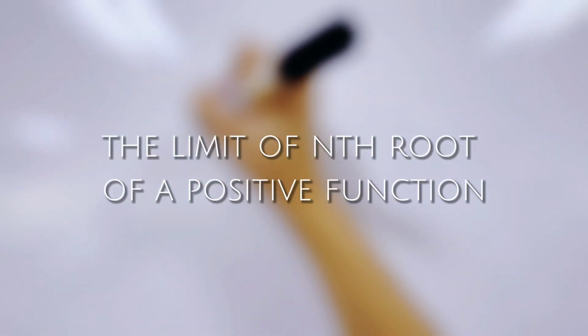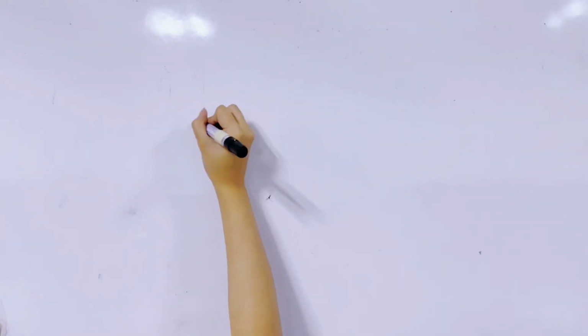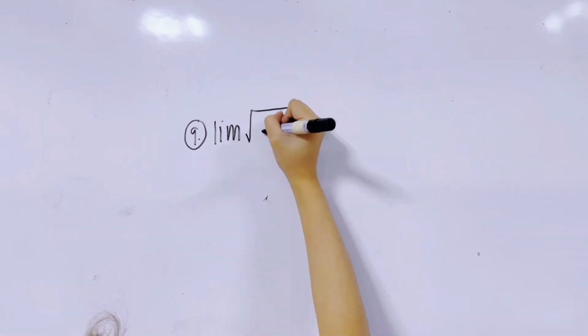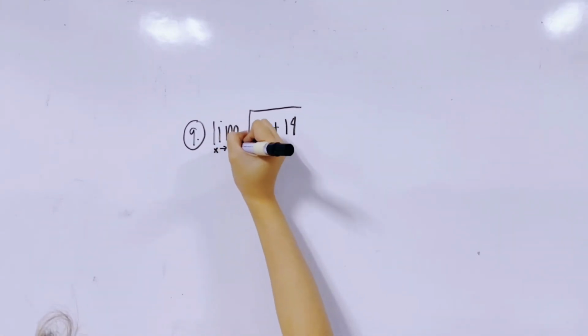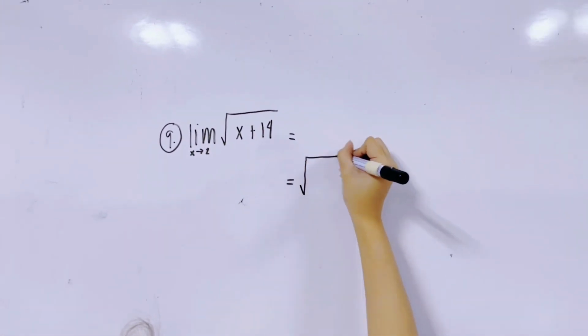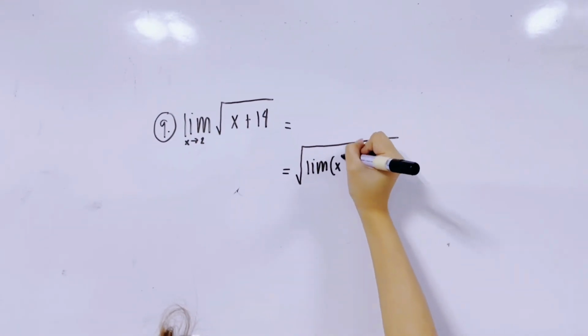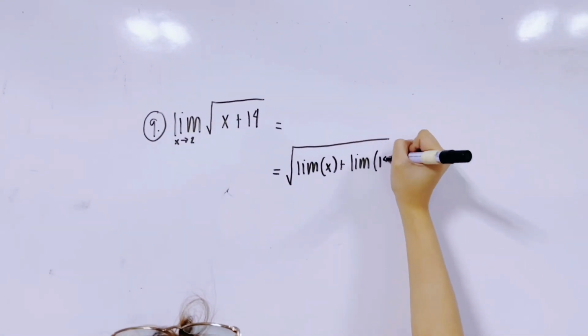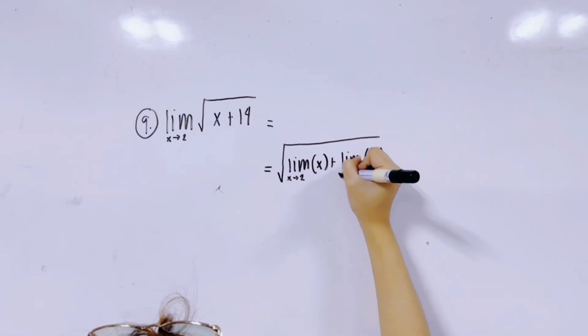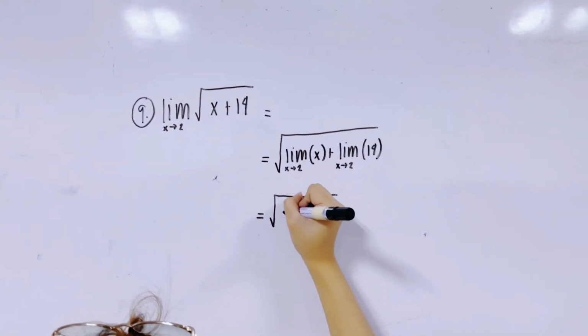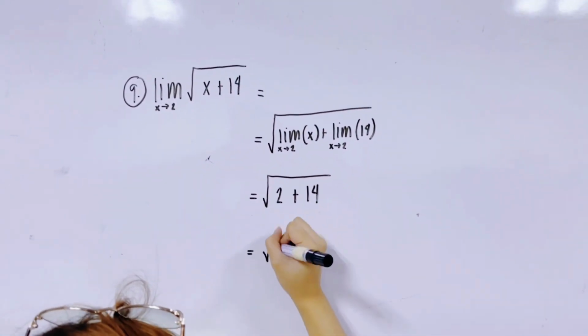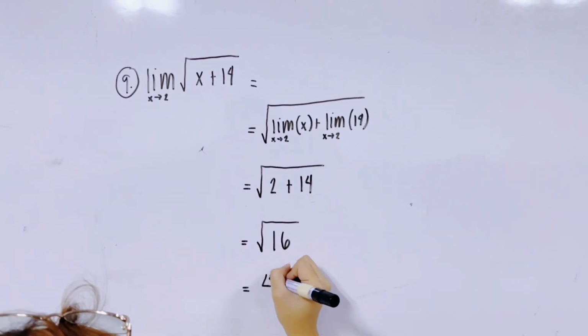The limit of the nth root of a positive function. The limit of the function square root of x plus 14 as x approaches 2. First, separate f of x within the square root and then replace x with 2 as stated in the given, generating the square root of 2 plus 14, which becomes the square root of 16 and equals 4.